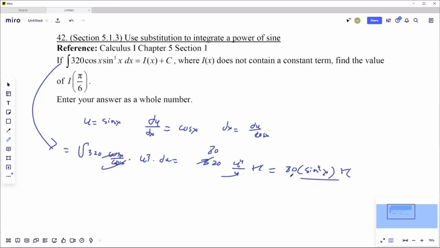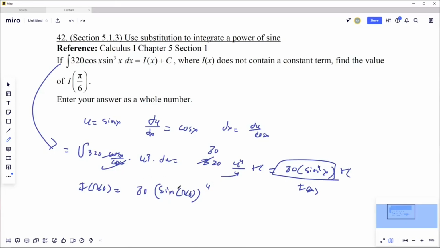Plus c. This is I of x. So I of pi over 6 gives you 80 times sine of pi over 6. Let me just fix this. So sine of pi over 6, all of this to the power 4. I wrote it differently just to make things clearer, so it's sine of this to the power 4.